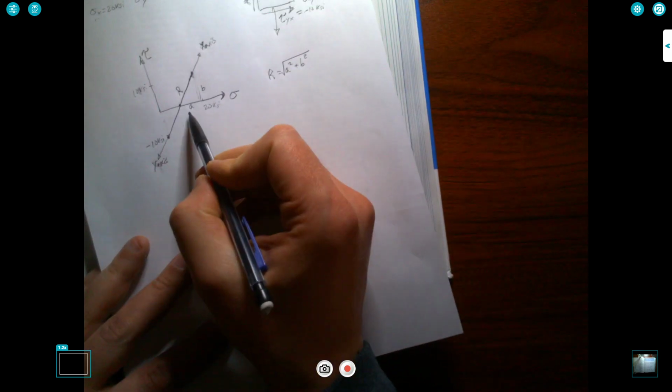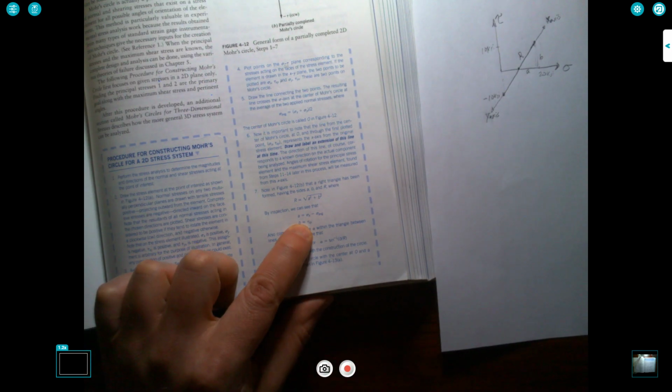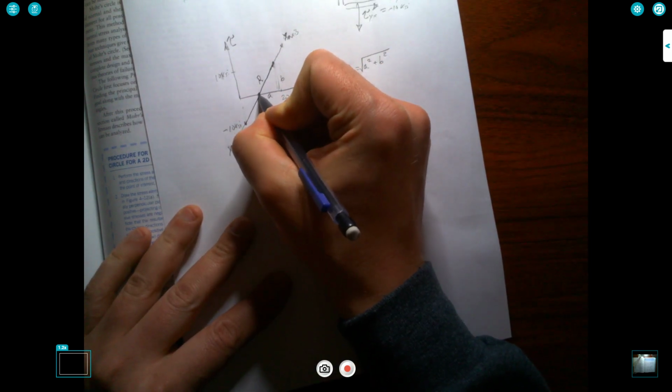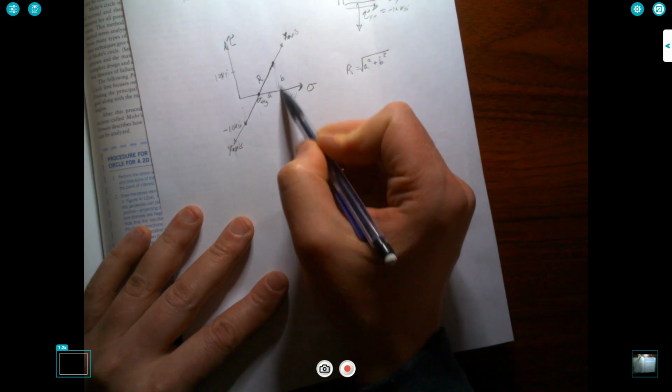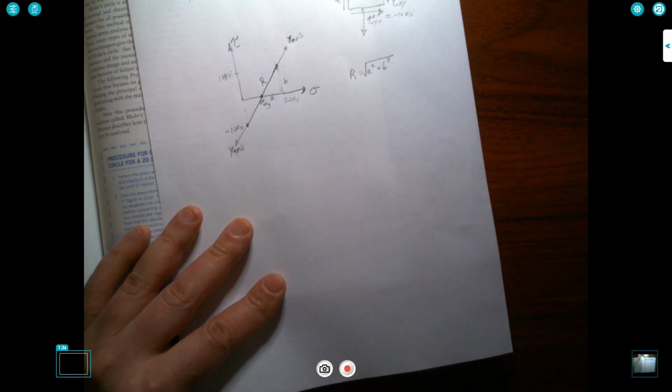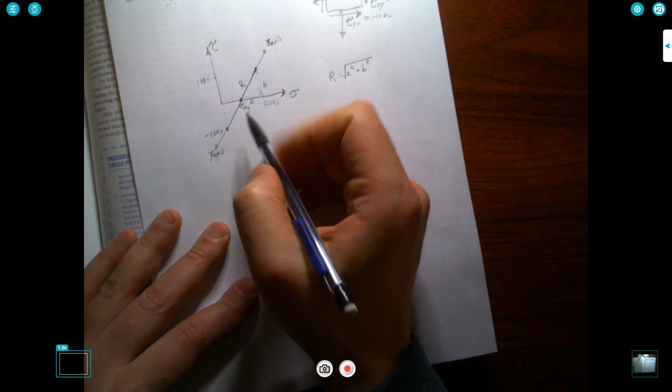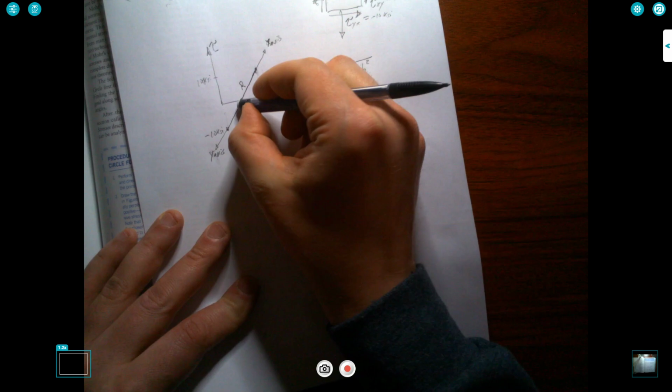A is going to be this value right here along the base. So we want to take this and do sigma x minus our sigma average. This point right here is our sigma average, the average point between our maximum and our minimum stress. So that's sigma av.